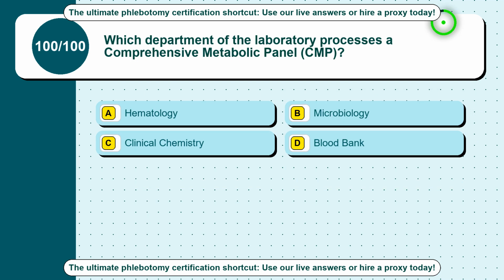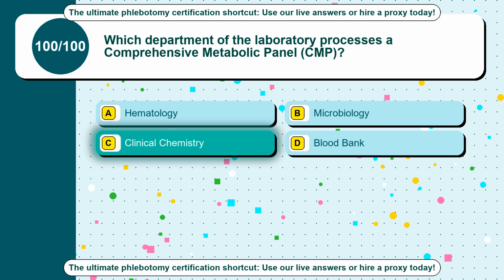Question 100. Which department of the laboratory processes a comprehensive metabolic panel, CMP? Option A. Hematology. Option B. Microbiology. Option C. Clinical chemistry. Option D. Blood bank. The correct answer is option C.